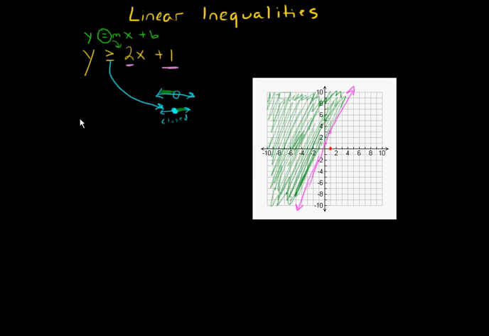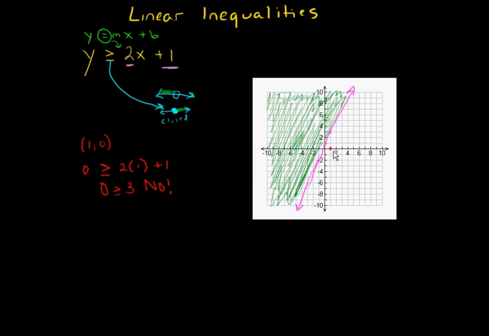So our point was (1, 0), so that means y is 0. Is 0 greater than or equal to, and x is 1, so 2 times 1 plus 1? 2 times 1 is 2, and 2 plus 1 is 3. So is 0 greater than or equal to 3? No! Okay. So that means at this point, (1, 0), that's not a solution.